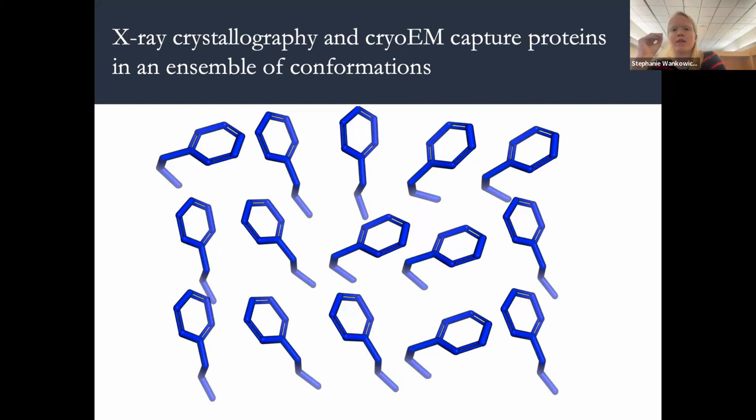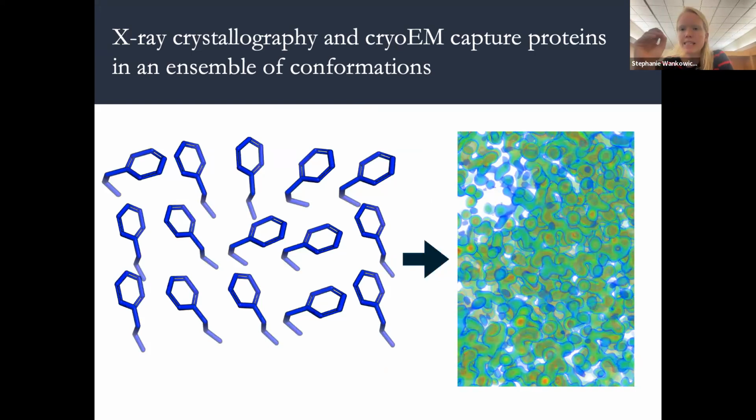But things are not usually modeled about these ensembles of conformations, and this is not because structural biologists are lazy, but because all of this information gets averaged and squished into this data structure called electron density.